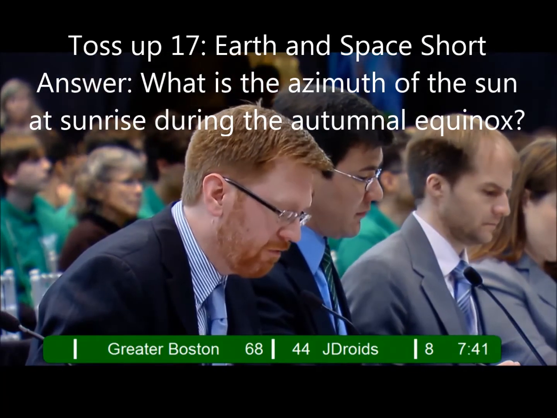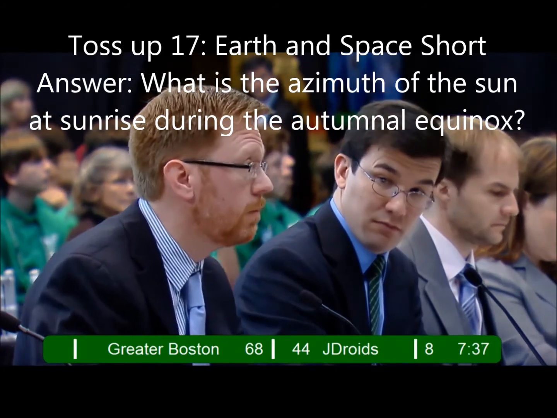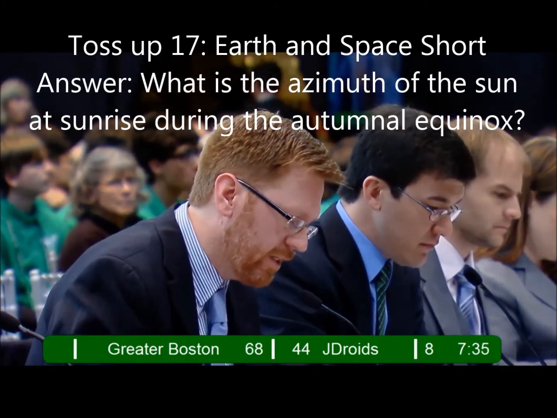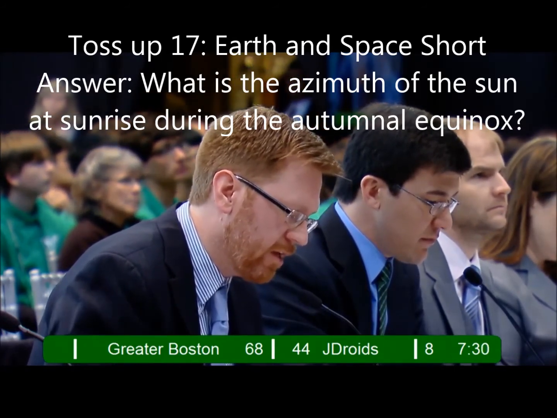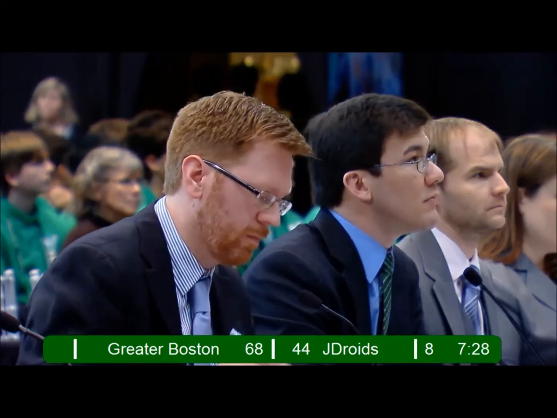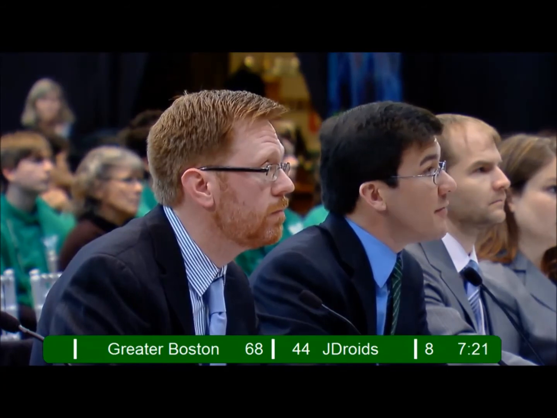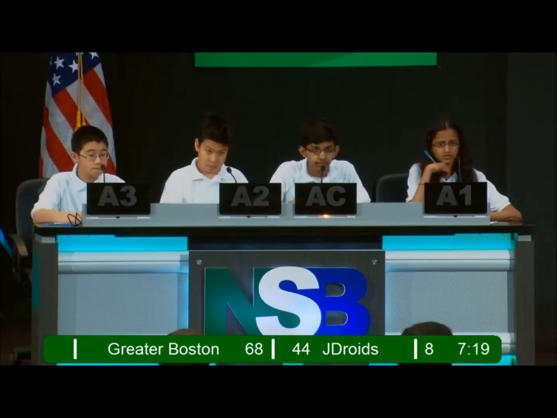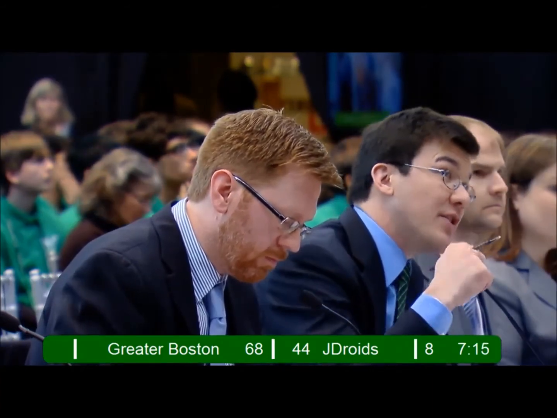Toss-up 17 for both teams. Earth and space, short answer. What is the azimuth of the sun at sunrise during the autumnal equinox? I hope you all read your astronomical maps before coming. B3. 45 degrees. That is incorrect. 23.5. No, the correct answer is 90 degrees. And B3, please speak into your microphone.